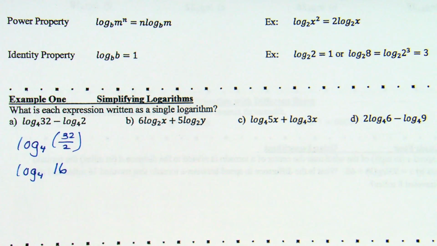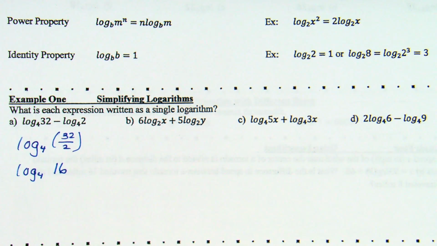What do you guys know about 16? It's a perfect square. It's 4 squared. Okay. Now, technically, 16 is also 2 to the 4th. But which one's better in this situation? Because this is already log base 4, let's rewrite 16 as 4 squared. Meaning, I can rewrite it as log base 4 of 4 squared.